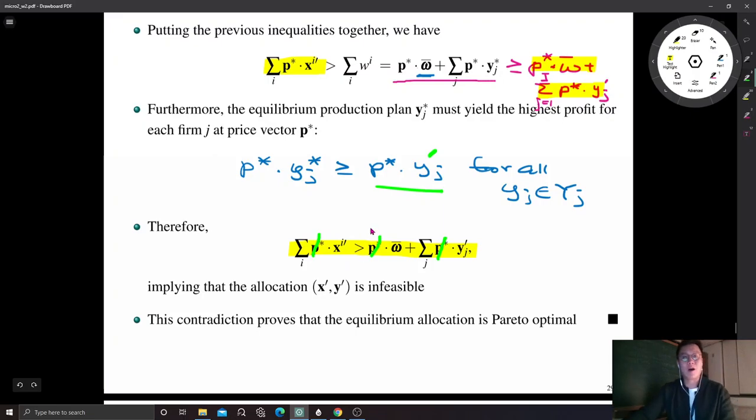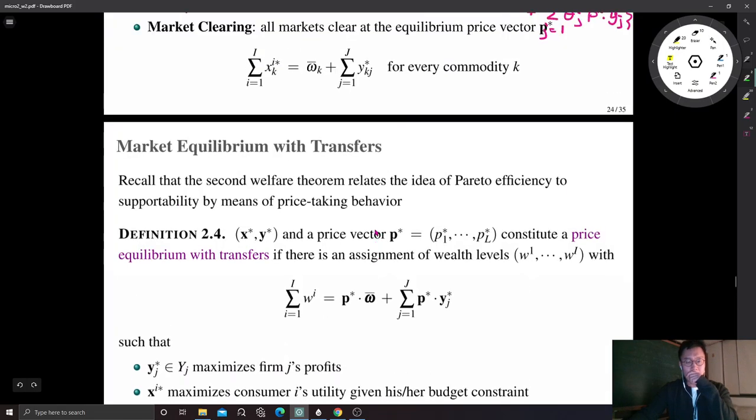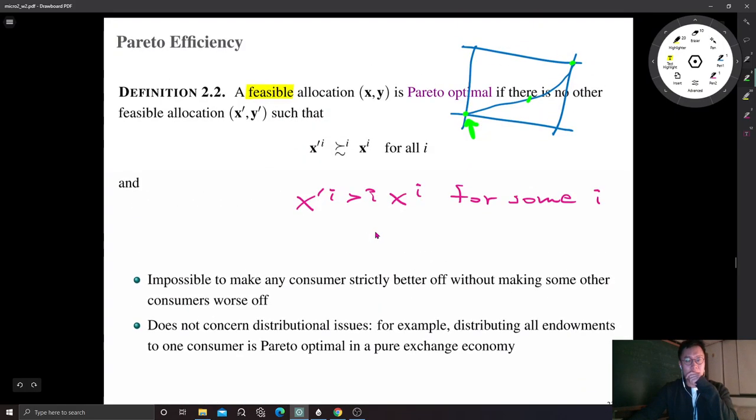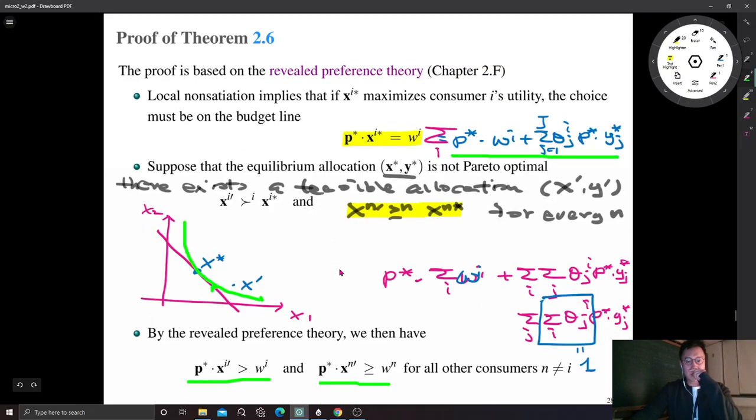For Pareto dominance, going back to the Pareto efficiency definition, if this were not Pareto optimal, then there is some other feasible allocation x prime and y prime that Pareto dominates the previous allocation. But we selected one candidate, x prime, y prime, so we deny that conclusion.